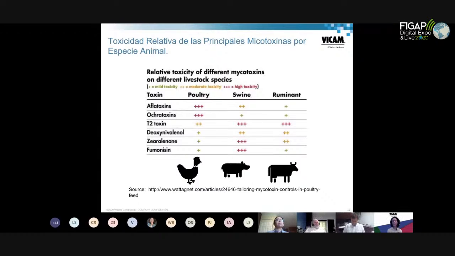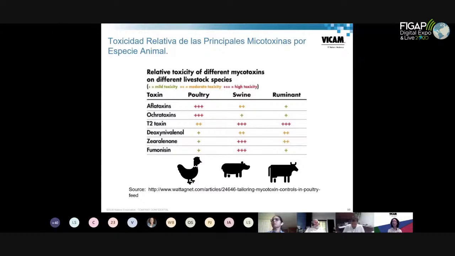Swine are particularly sensitive to zearalenone. It affects their reproductive system. And they're also sensitive to fumonisin, DON, T2, and aflatoxins. And ruminants are susceptible to T2, DON, and zearalenone.